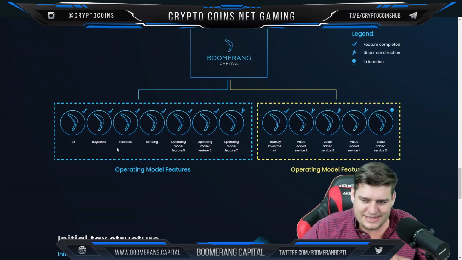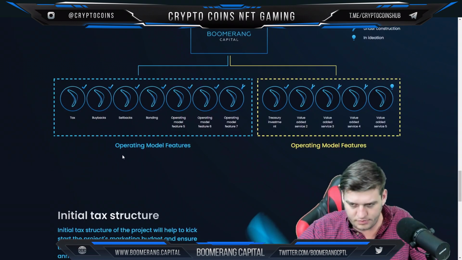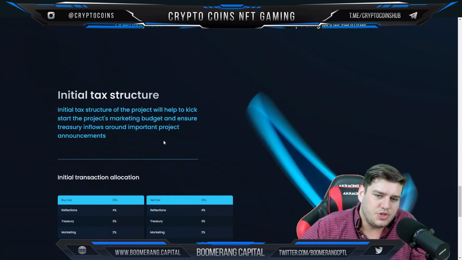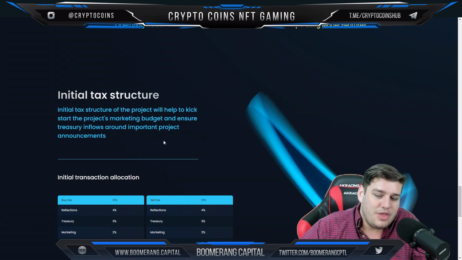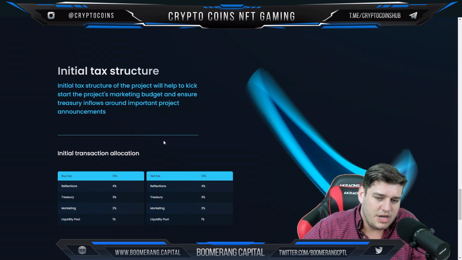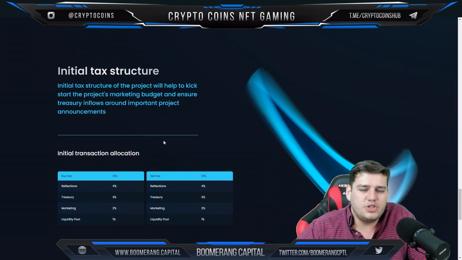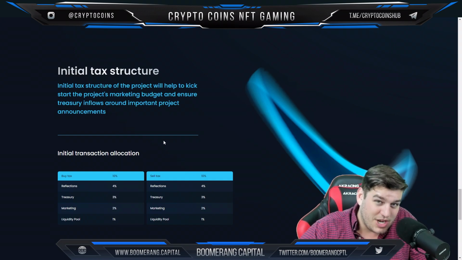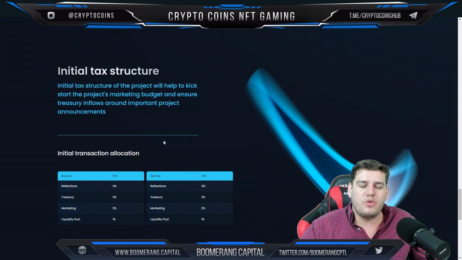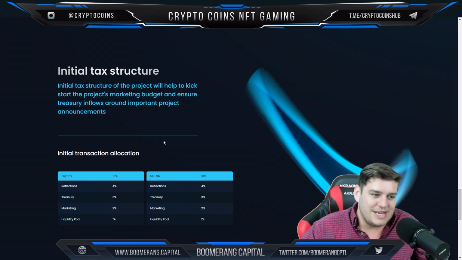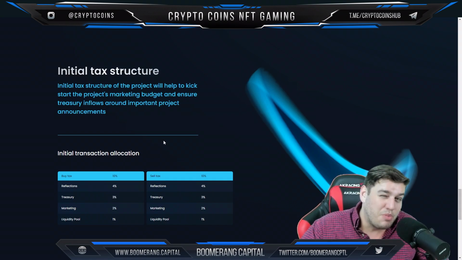Bonding, sellbacks, buybacks, taxes, treasury income investment. And so we can sort of see how those work. So the initial tax structure of the project will help to kickstart the project's marketing budget and ensure treasury inflows around important project announcements, which, by the way, is something I talk about all the time that is well underappreciated: the actual marketing aspect of things. Also, you do need to invest back in any project to make it successful, right? Let's say a restaurant: you buy their food, well, they've got to buy more food, and of course they do make a margin, but you do have to reinvest in any good business, especially in the world of marketing. Marketing is so important to bring money into any business.